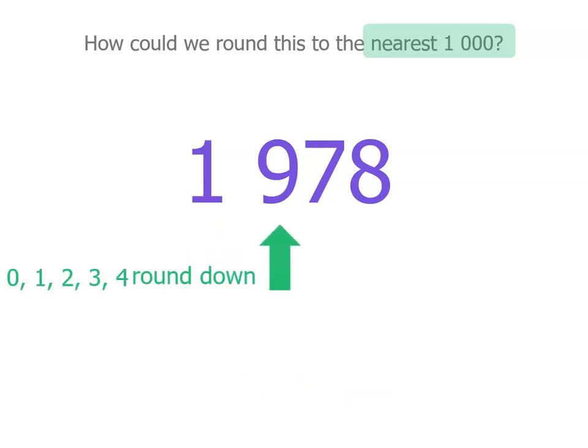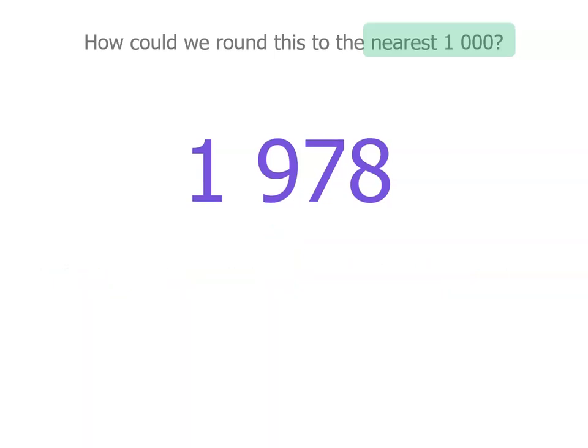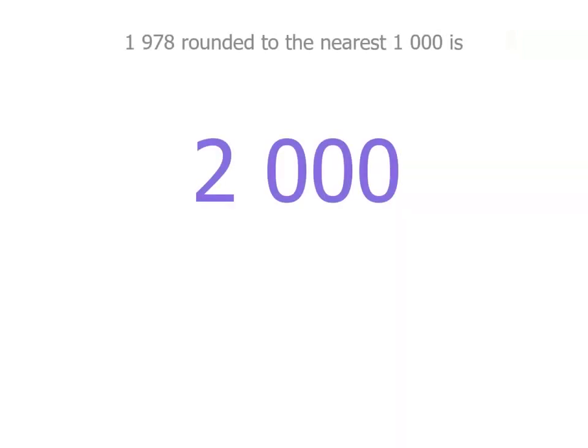Now remember, if our digit's 4 or less, we round down. If it's 5 or more, we round up. Well, we've actually got a 9 in that place, so we're going to be rounding up. So 1,978 is closer to 2,000 than it is to 1,000.